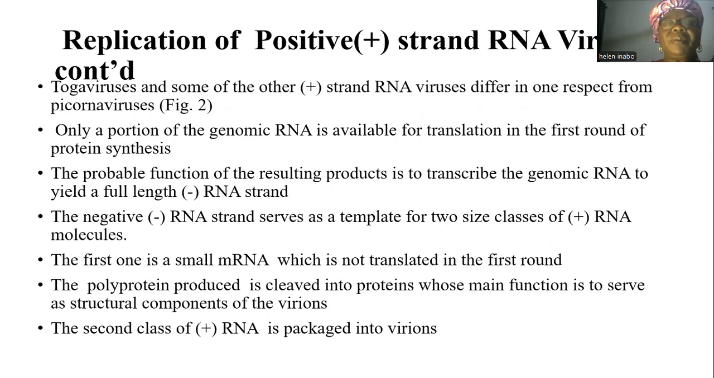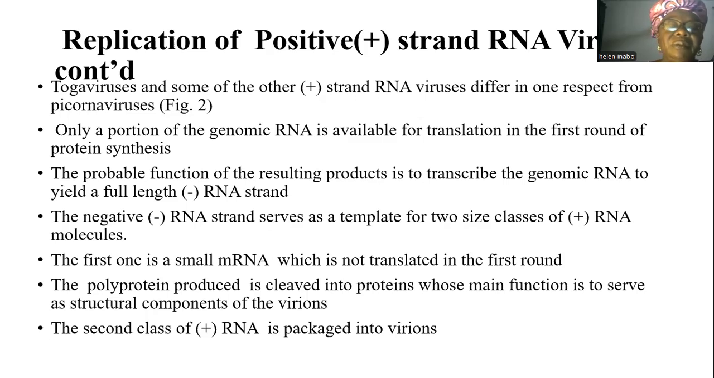Togaviruses and some other positive strand RNA viruses have a different replicative cycle from the picornaviruses, as shown in Figure 2. Only a portion of the genomic RNA is available for translation in the first round of protein synthesis. The probable function of the resulting products is to transcribe the genomic RNA to yield a full-length negative RNA strand. This negative RNA strand serves as a template for two size classes of positive RNA molecules. The first one is a small messenger RNA which is not translated in the first round.